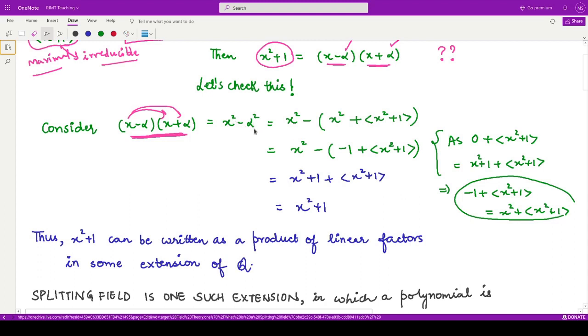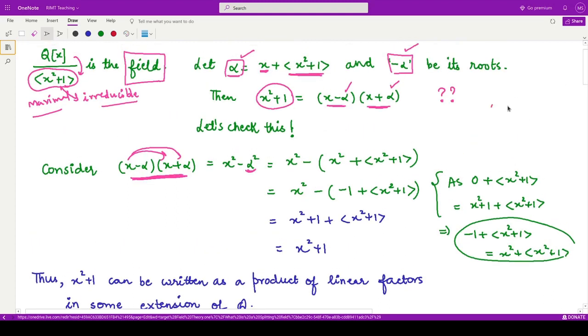Now what is the value of alpha? The value of alpha was x plus the ideal generated by x square plus 1. So what would alpha square be? Alpha square would be the square of this term, and we know how to perform the calculation in ideals and cosets. It would be x square plus the ideal generated by this. So we have alpha square as this term over here.